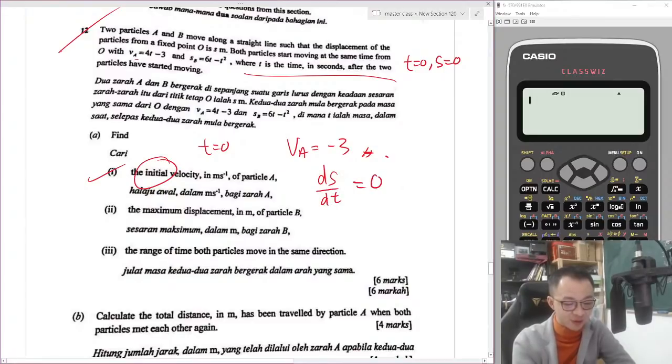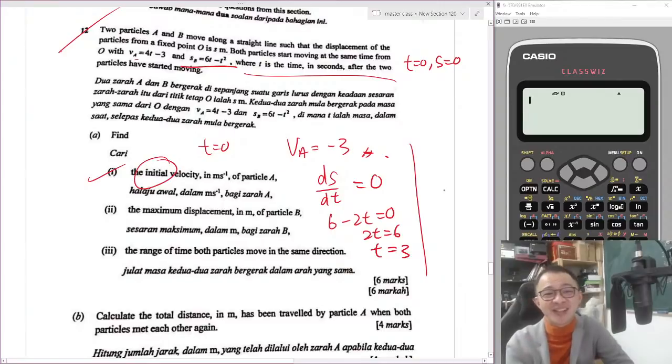dt equals 0. So I will need to differentiate the displacement of B here. So I will get 6 minus 2t equals 0, 2t equals 6, t equals 3. But we shouldn't stop here, because the question doesn't ask us to find the time. The question actually asks us to find the maximum displacement. Then I need to substitute back here.